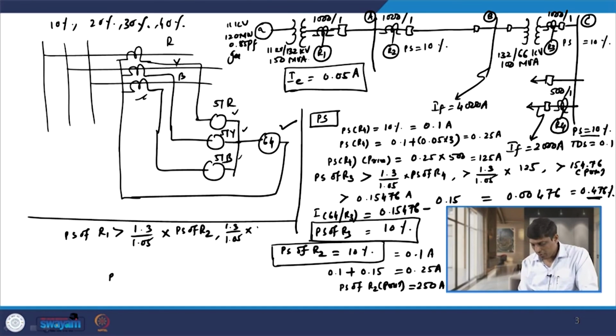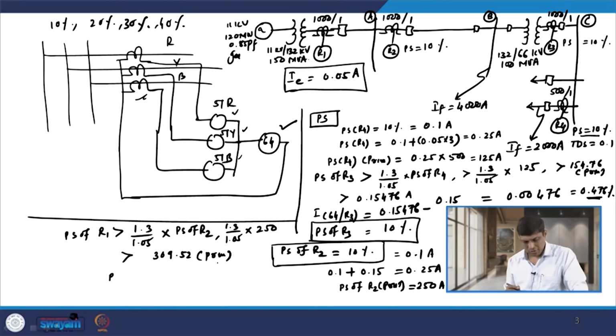So, for this value, that is 250 ampere, if I solve this, the value comes out to be 309.52 ampere, that is on the primary side of relay R1. So, if I transfer it to the secondary side, then we just divide by 1000. So, its value is 0.30952 on the secondary side.